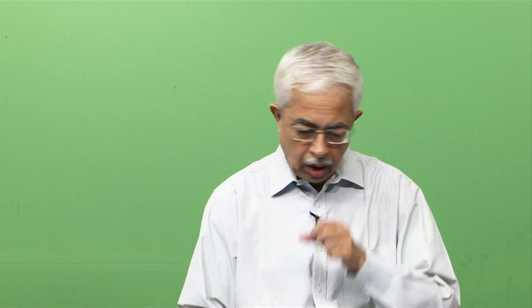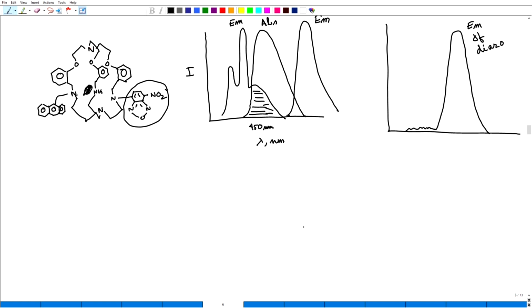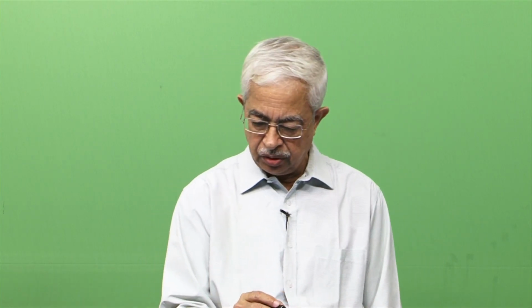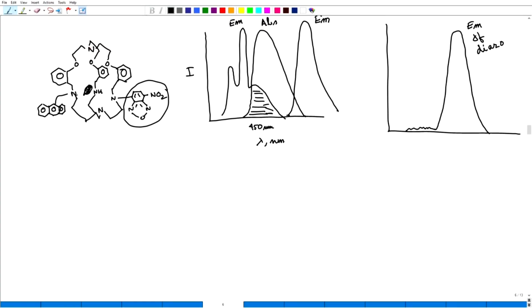Welcome back. I will continue with this FRET because I want you to completely understand. Let me first talk about this particular example. In this example, I have two fluorophores: this is an anthracene fluorophore, and this is a diazo compound as a fluorophore.